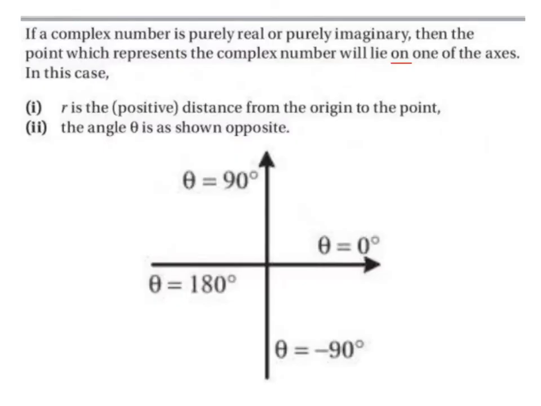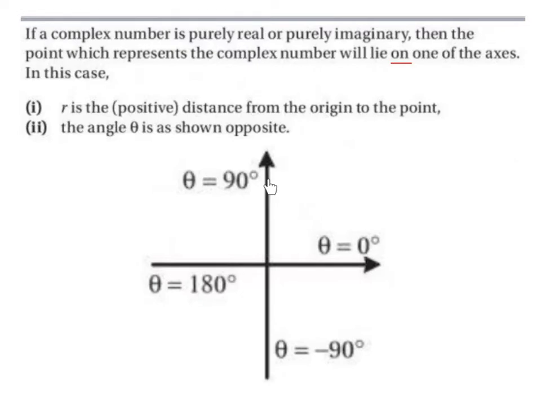If a complex number is purely real or purely imaginary, then the point which represents the complex number will lie on one of the axes. In this case, r is the positive distance from the origin to the point, and the angle theta is shown opposite. So if it lies on the positive part of the real axis, theta is 0 degrees.